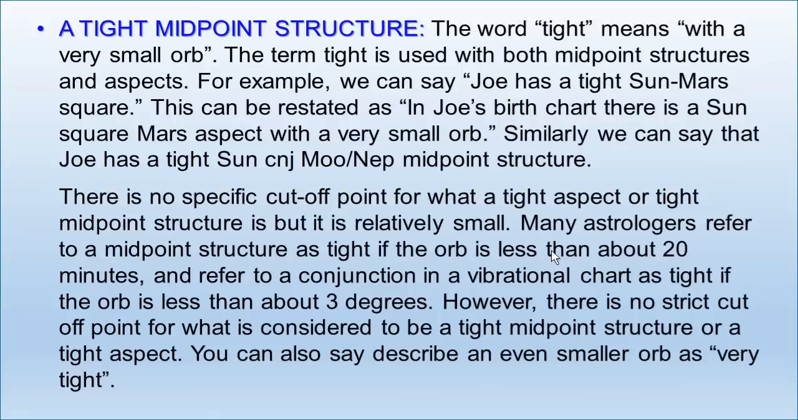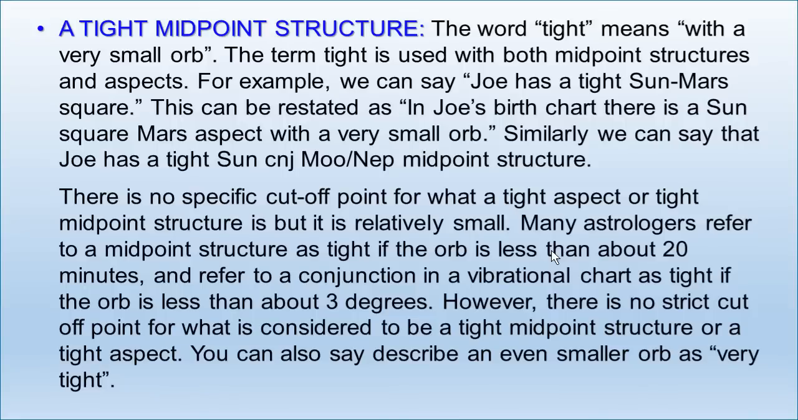For an aspect in a vibrational chart, like suppose you're in the 13 vibration chart, I would say an orb of 3 degrees, though I'm thinking less than 2 degrees. Yeah, less than 2 or 3 degrees is about what most people would use. They would say it's tight. Maybe some astrologers want 1 to 2 at most. There's no specific cutoff point, but something in that 1 to 3 degree range we can call tight. Sometimes people say fairly tight, as in, he has a fairly tight Sun conjunct Moon in the 13 vibration.